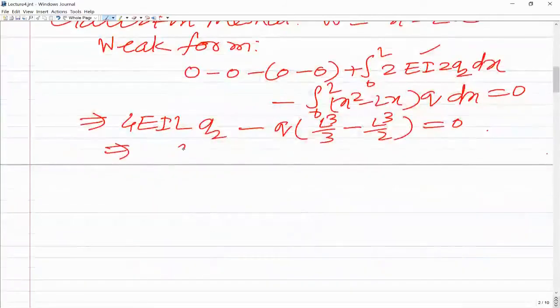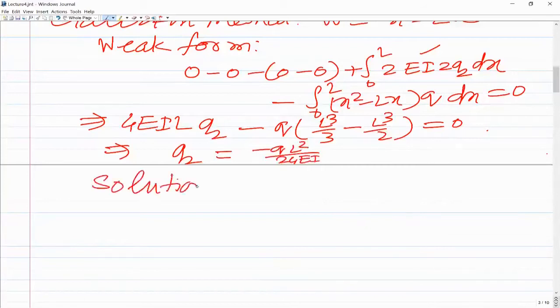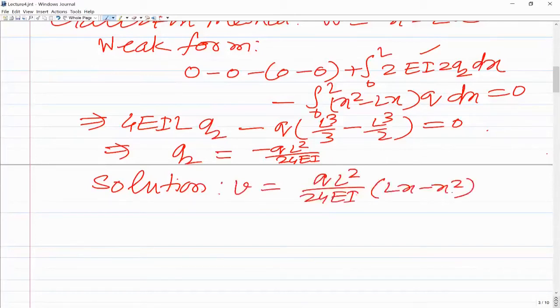Now if you see this a2, from this equation you can simplify, and a2 would be equal to minus ql square upon 24 EI. Therefore, finally the solution is v equal to a2. Let me take the minus sign inside, so it would be ql square upon 24 EI, and then we will have lx minus x square. So this is the approximate solution for this problem.